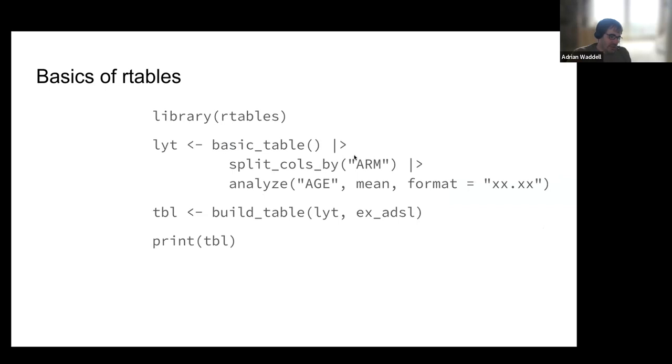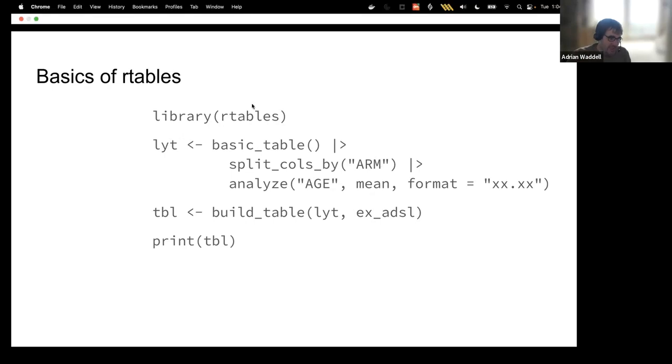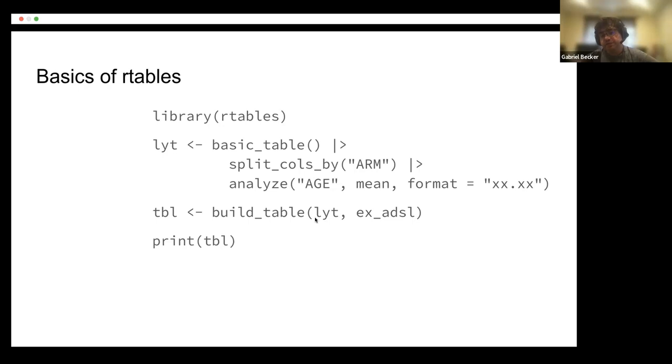You call split_cols_by and you say, I would like to create columns for every level of ARM. By that time, it doesn't know what ARM is. The only place where ARM actually exists as a variable is in ADSL, and that's important. You declare a table, and it can be completely bogus. We only check certain things as you create the layout. If the constraints given in the layout are not met, it will fail with build_table. It will fail with an informative message that tells you that your variable didn't exist, so it will tell you what happened.